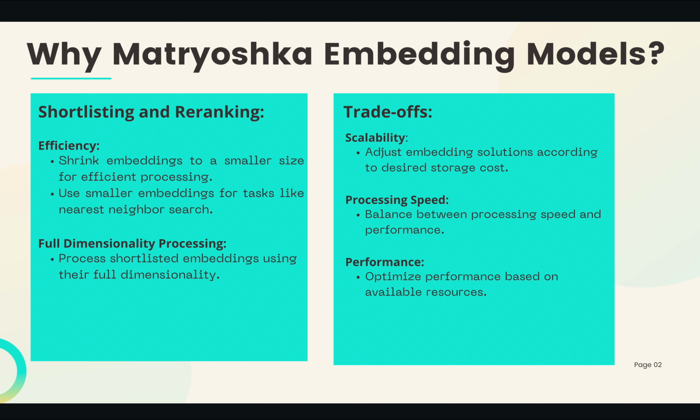We need more storage to store these embeddings. So by these disadvantages, we come up with Matryoshka embedding models to overcome them, and we are still able to use the full dimensionality in our preprocessing if we want. So it's a trade-off between the scalability of the model, the processing, and the performance. We adjust the embedding solution according to the desired storage cost, then balance processing speed and performance, and optimize performance based on our available resources.